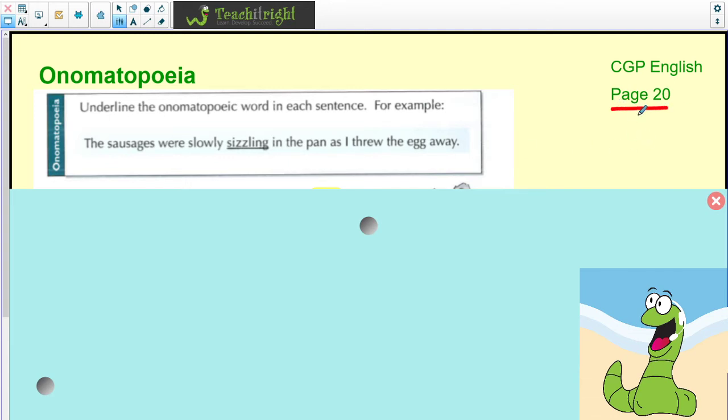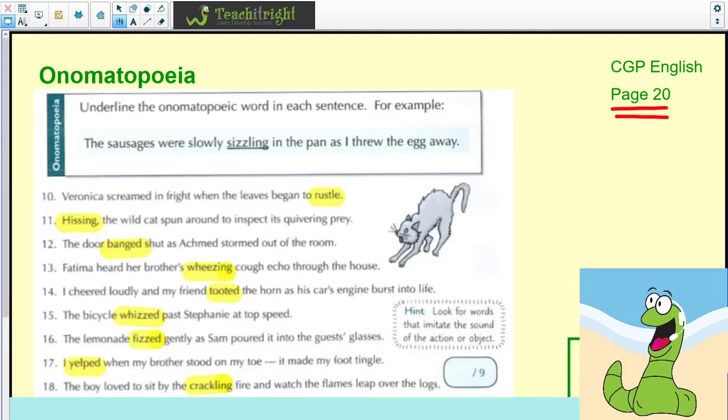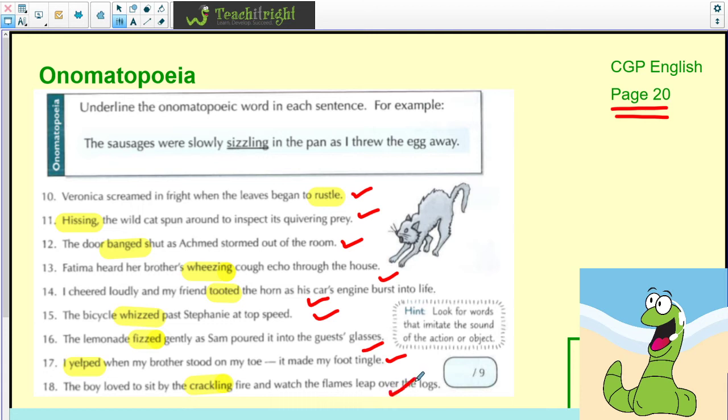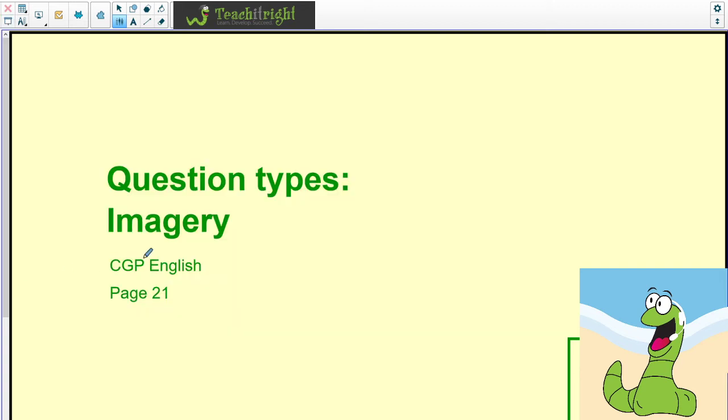So you're on page 20 still, and hopefully you've managed to find all of those different ones. We've got rustle, hissing, banged, wheezing, tooted, whizzed, fizzed, yelped, and crackling. So look for the words that imitate the sound of the action or the object. So well done if you managed to spot all of those onomatopoeic words. Fantastic. Well done. Brilliant.